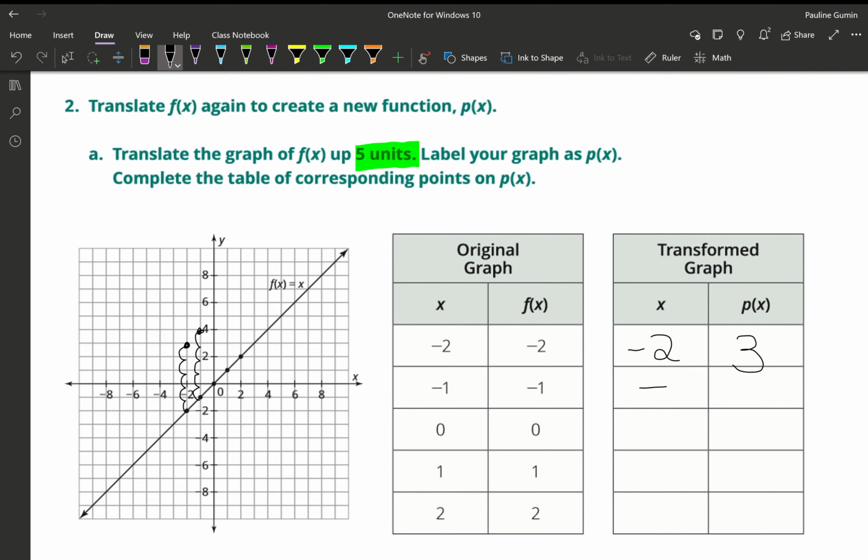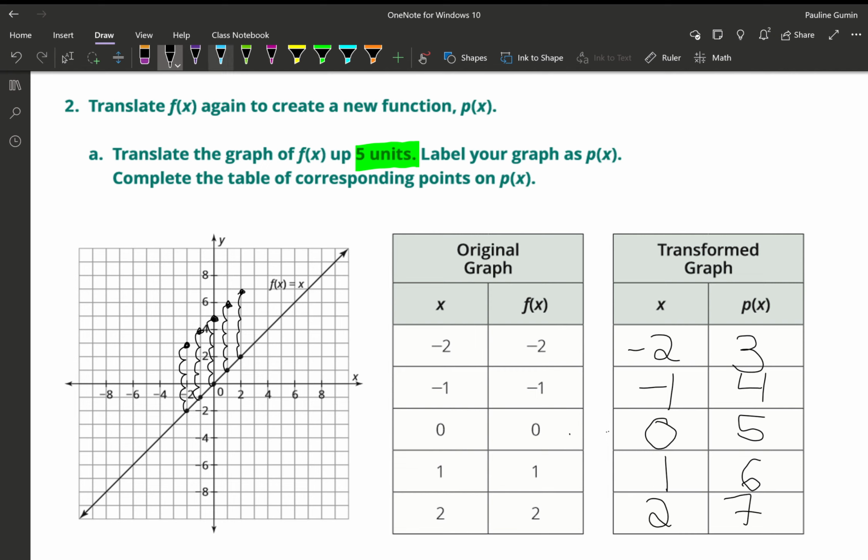At -1, instead of being at -1, I'm at 4. All right, then I go up 1, 2, 3, 4, 5. I was at 0 on the x's. Instead of being at 0, I am now at 5. Let's go up here. 1, 2, 3, 4, 5. At +1 on the x's, I am now at 6. And then 1, 2, 3, 4, 5. At +2, I am now up at 7.